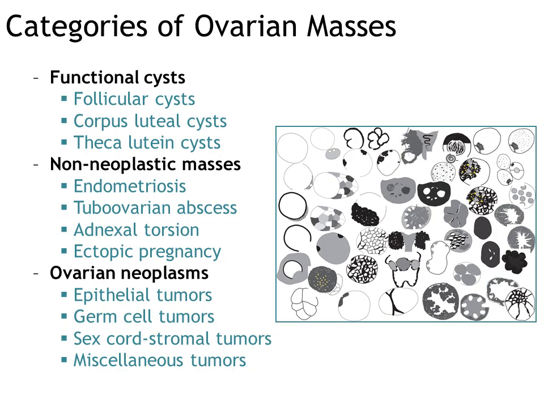To do this kind of pattern recognition approach well, we should be familiar with the whole spectrum of categories and the individual entities of ovarian masses. We can categorize them into 3 groups: functional cysts, non-neoplastic masses, and ovarian neoplasm. And we should be familiar with those subgroups and individual entities belonging to each group.